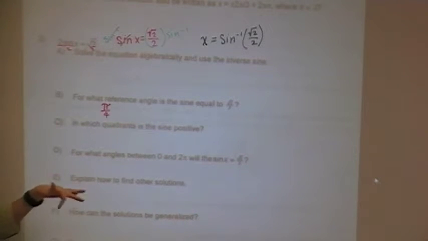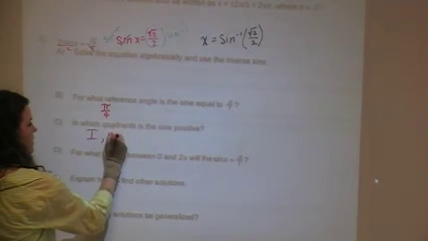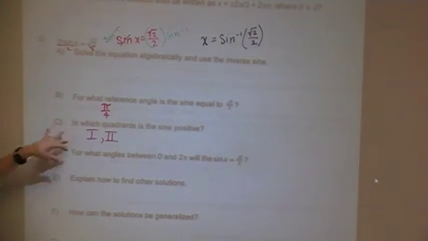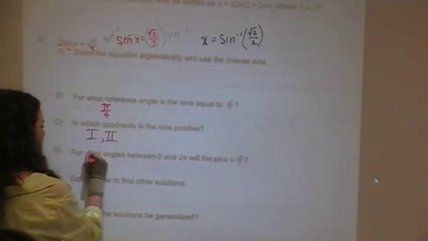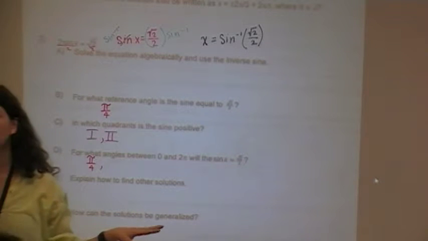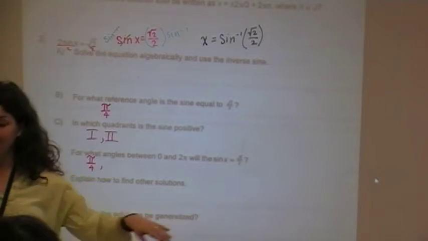Okay, so now I need sine to be positive. Where's sine positive? Quadrants 1 and 2. Is pi over 4 in quadrant 1 or 2? It is, so that's my first answer: pi over 4. And I need whatever has a 4 on bottom that's in quadrant 2. So this would be 4 pi over 4... 3 pi over 4.